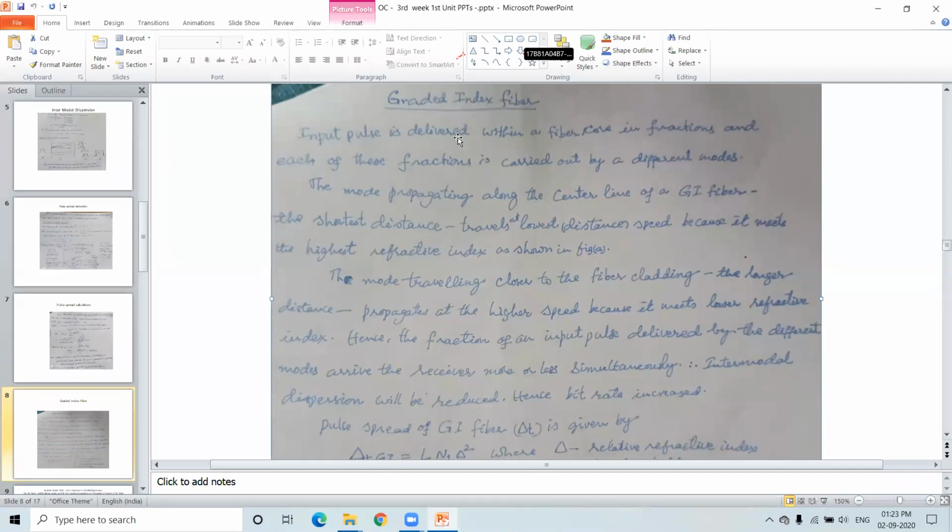That is my intention. So I have given you broadly the principle of operation of a gradient index optical fiber, which is mainly in 3 points. Number one, the gradient index optical fiber reduces the pulse spread by making all the modes reach together.